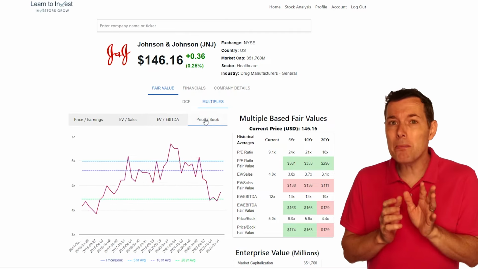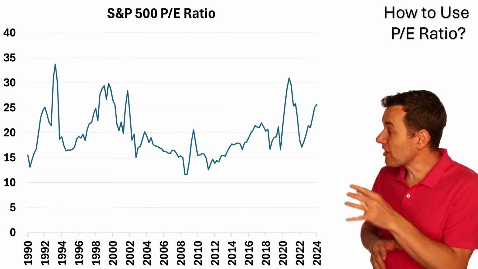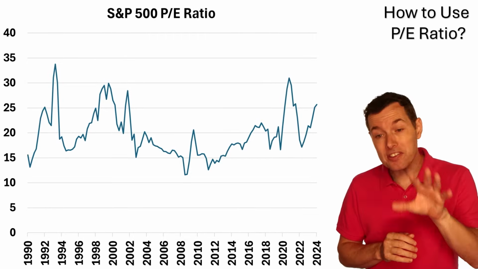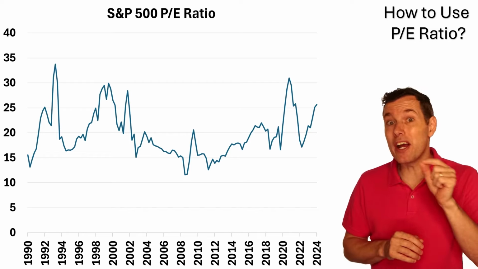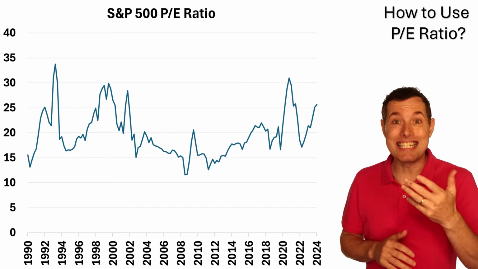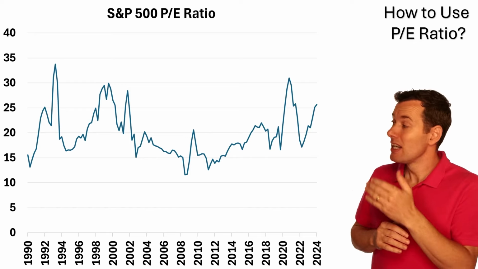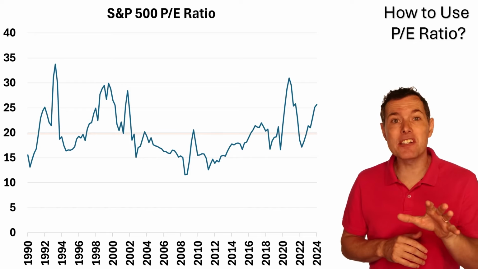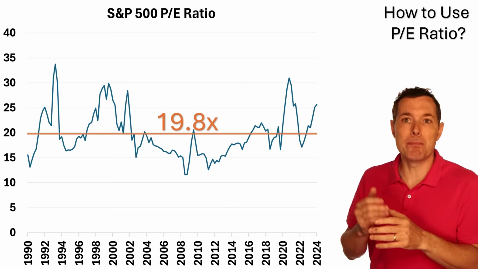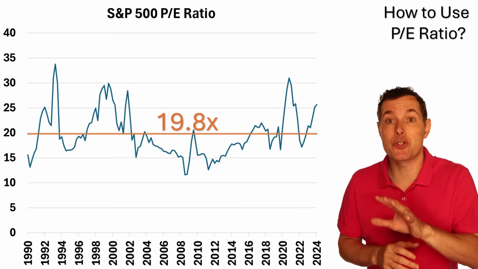But for now, let's jump in and look at the history of the PE ratio using the S&P 500. This is a chart of their PE ratio, the average of the 500 stocks going back to 1990. So we've got about 35 or so years here, and we can see that the average over this time is about 19.8x. So let's, for rounding purposes, call it about 20x.